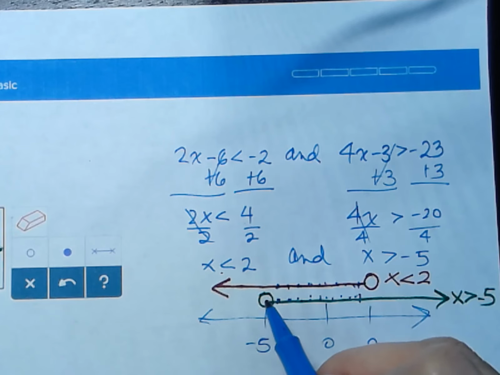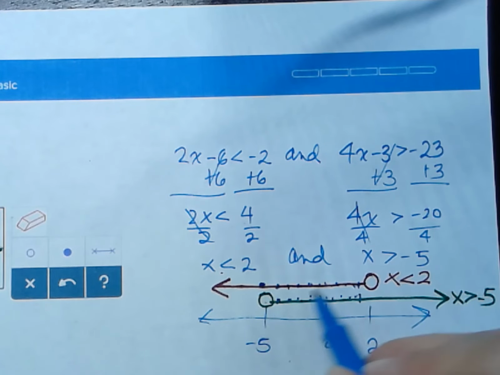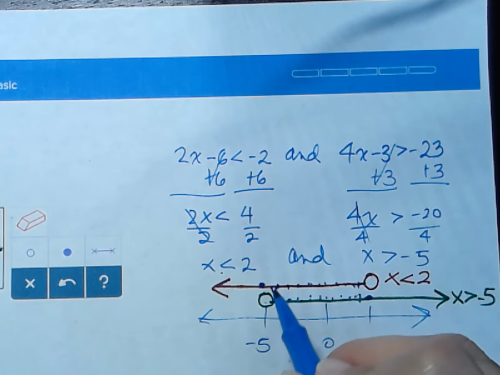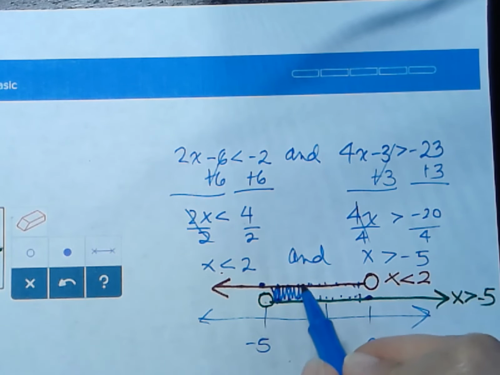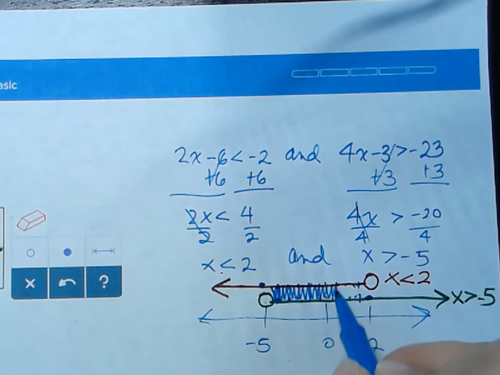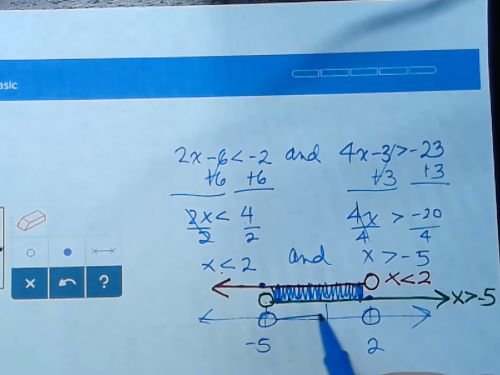Now, I can't use negative 5 because negative 5 is on this number line, but negative 5 is not on that one. See how we have a hole right there? And I can't use 2 because 2 is on this number line, but it's not right here because we have a hole right there. So the only place where the solutions are on both sections of this number line is right here in the middle. And so this would be what your final answer looked like on your number line.